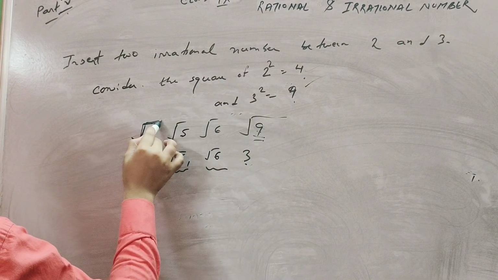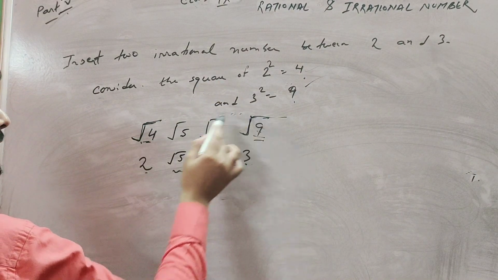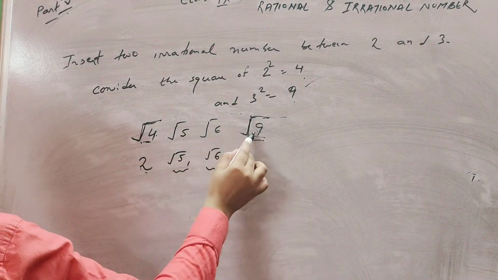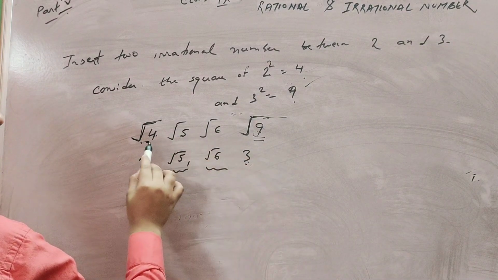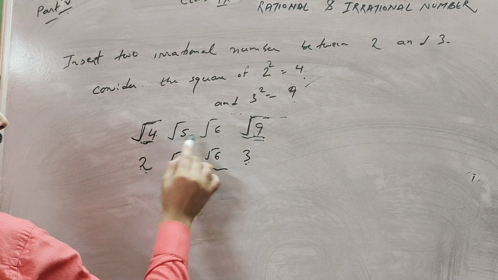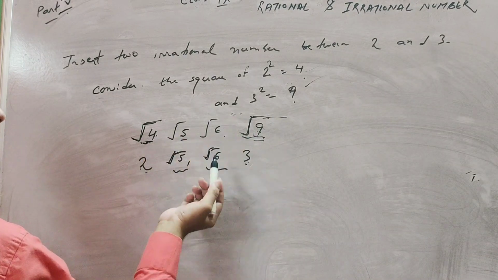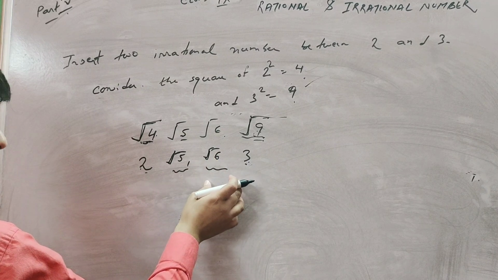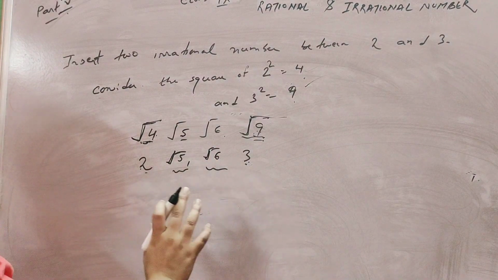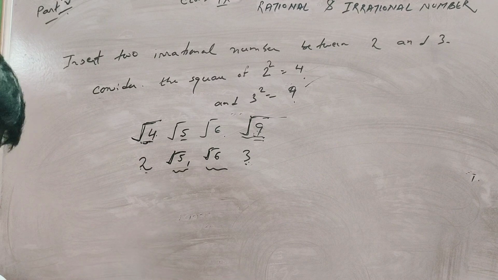So again we take the square root of 4 and the square root of 9. So the square root of 4 is 2 and the square root of 9 is 3. So we write down between 4 and 9 it's 5 or 6. So the square root of 5 and the square root of 6, whatever the answer is, comes between 2 and 3. Okay, note.